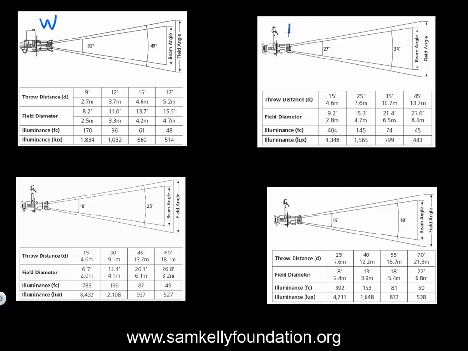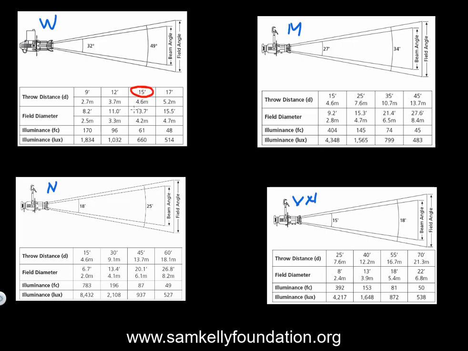This guy here, we're going to call a medium. This guy here is a narrow. And this guy here is a very narrow. Now, what do we mean by that? These are general classifications, and we'll get to the details in later lessons. But here's a wide, and what do we mean by that? First, what's our throw distance? Here, it's 15 feet.